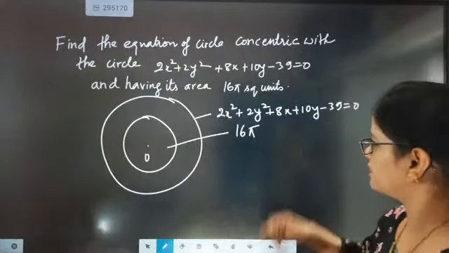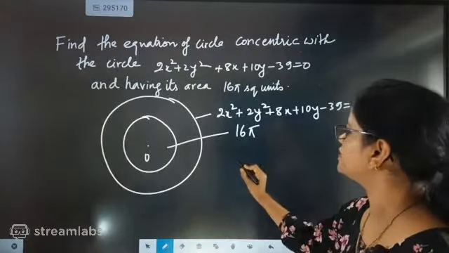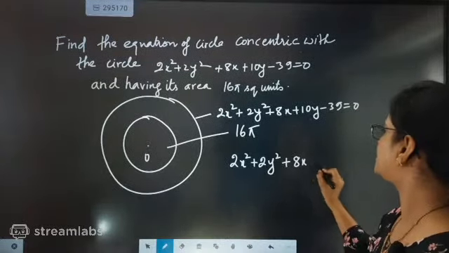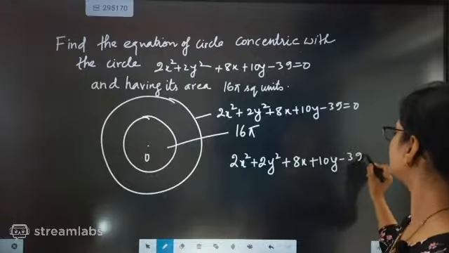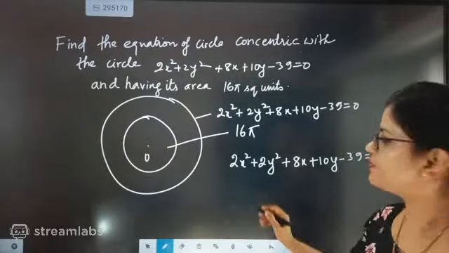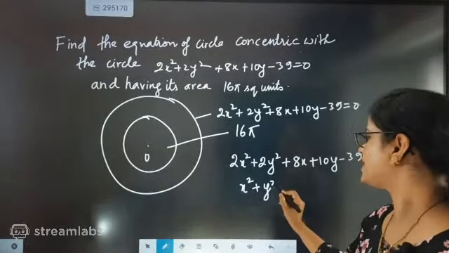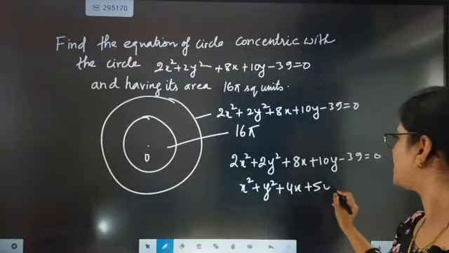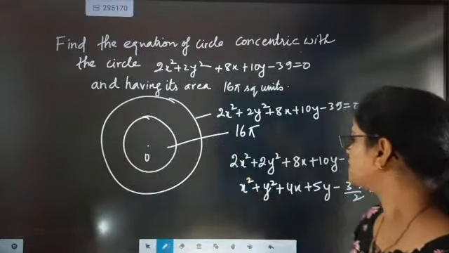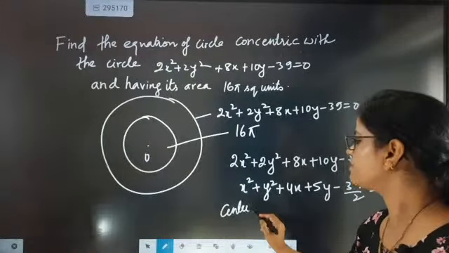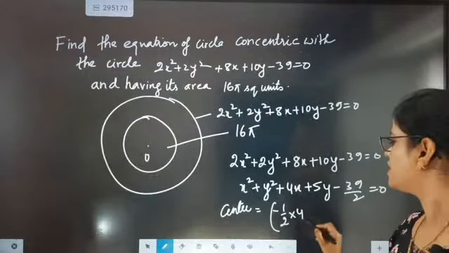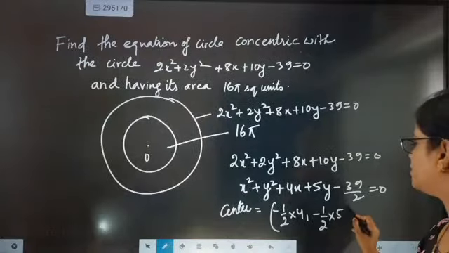So let's play with that. How to get the center? The equation of the circle is 2x square plus 2y square plus 8x plus 10y minus 39 equal to 0. Now beta, we will divide everything by 2. It will become x square plus y square plus 4x plus 5y minus 39 by 2 equal to 0. So this is now the equation of the circle. Now how to get the center, beta? Simple formula: minus 1 by 2 into 4, and then minus 1 by 2 into 5.